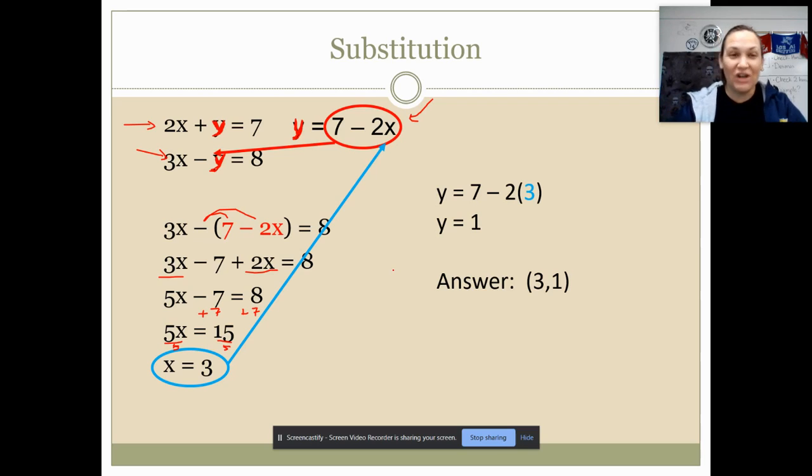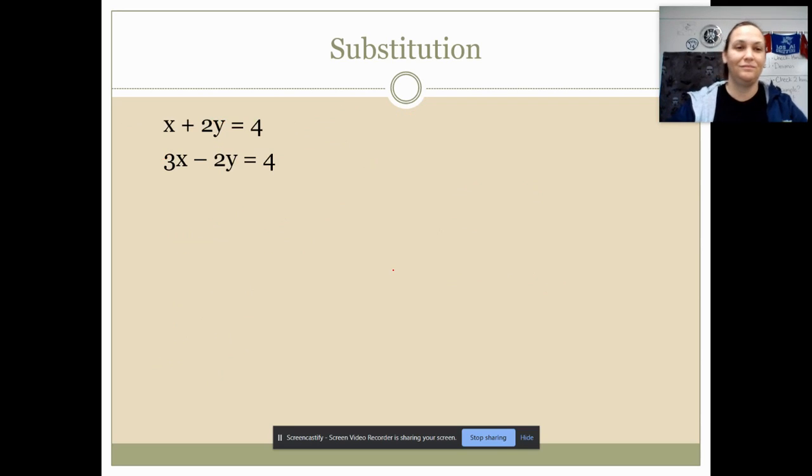Let's try another one. So in this problem, again, none of my variables are by themselves. Every variable has other stuff on the same side of the equation. So I will need to do that pre-step and get a variable alone.